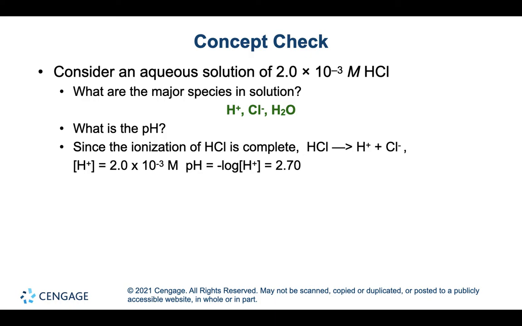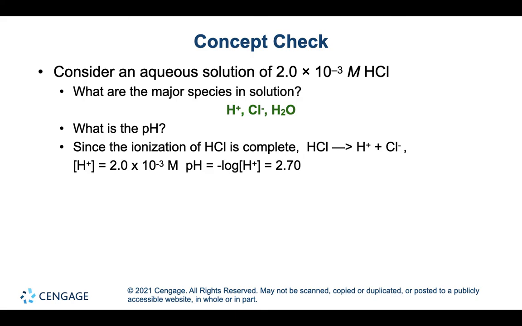So HCl is your best source of H plus, and it's giving you 2 times 10 to the minus 3 moles per liter. And so that is going to be what you use to find your pH, the negative log of 2 times 10 to the minus 3. Put in your calculator, you get 2.70.